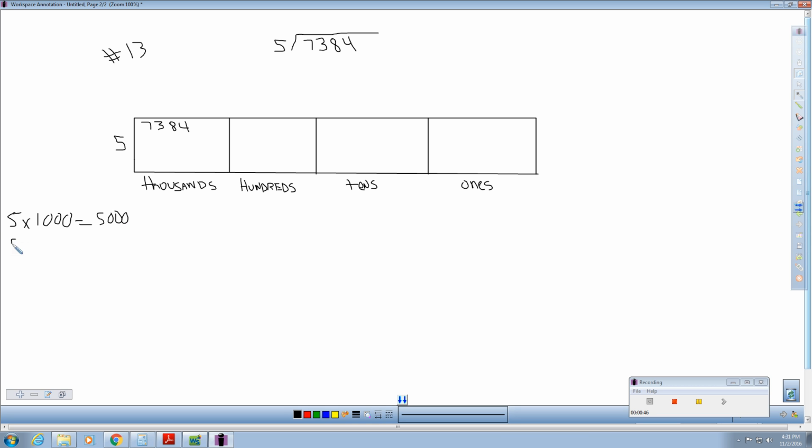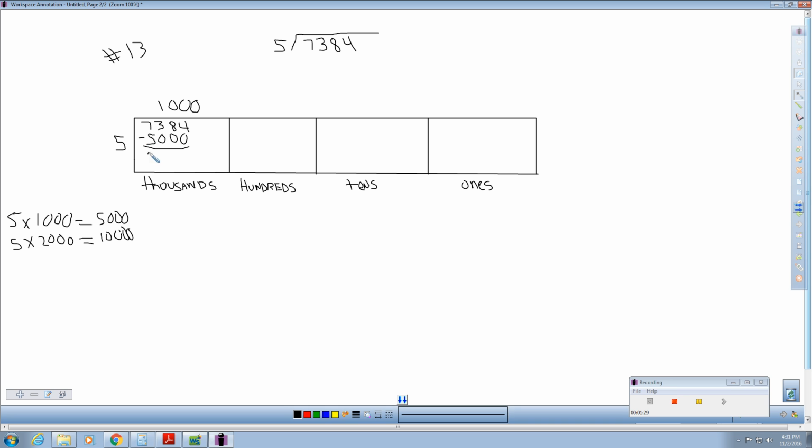If we take 5 times 2,000, alright, that gives us 10,000. 10,000 is too high. We cannot go over this number of 7,384. Alright, so we're going to use 1,000 up here, because it gets us below the 7,384. Then, so I know that 5 times 1,000 is 5,000, I write that under here. Alright, and then I subtract the 2.